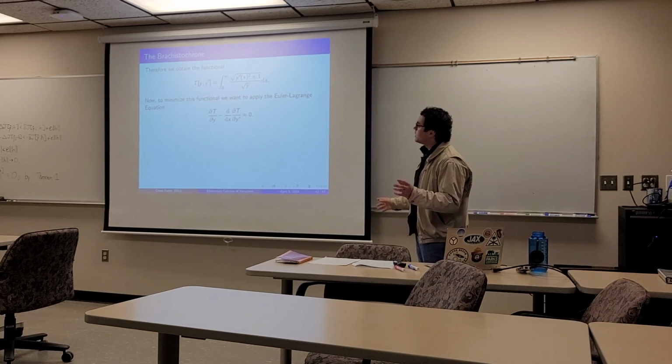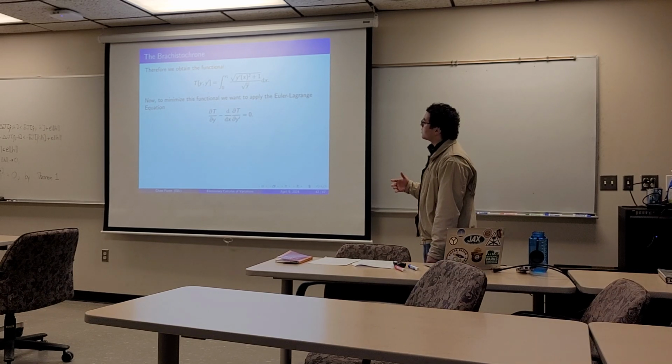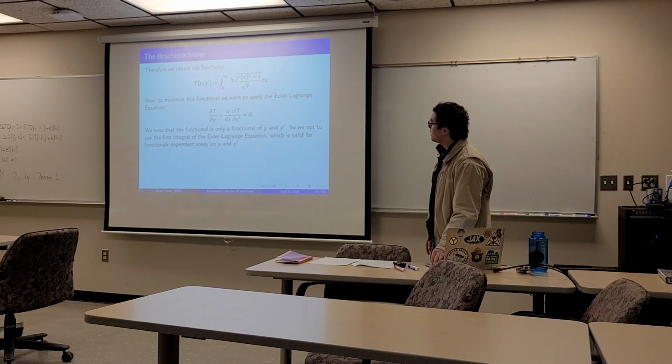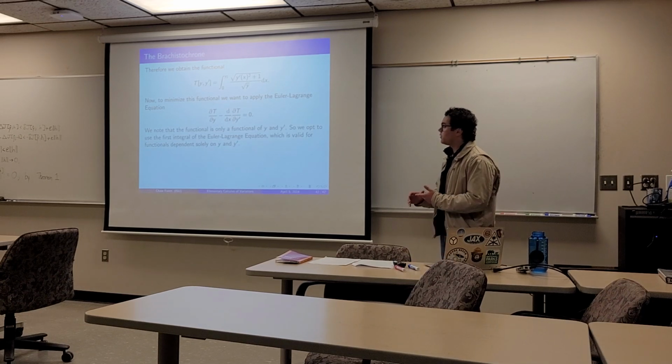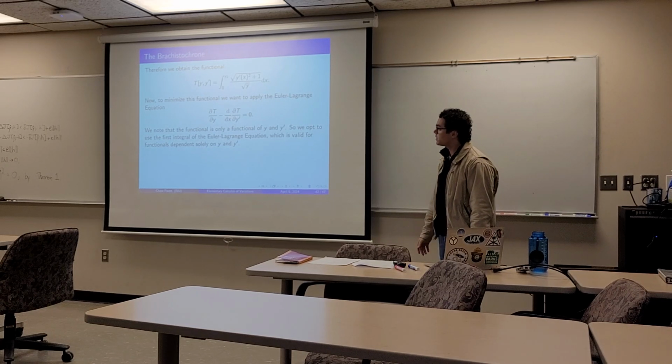So what we've done is created a functional, essentially. And we want to take this functional and minimize it. So we would like to apply the Euler-Lagrange equation, but we can actually pull a neat little trick here, where since this functional is only a function of y and y prime, we reorganize the Euler-Lagrange equation to only depend on those two variables, rather than taking this total derivative with respect to x.